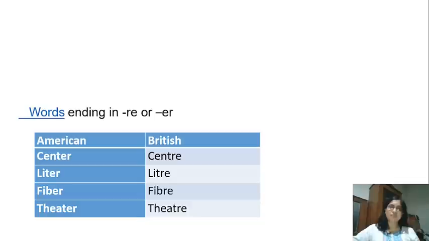Whenever you see words ending in RE or ER, please understand that there is no difference in the meaning. It is only the difference between the spelling. So if you say center with an ER ending or centre with an RE ending, it is just the difference between American English and British English. Litter, liter, fiber, fibre, theater, theatre. They are actually the same nouns, but the spelling is different just because one is coming from the British dialect and the other from the American dialect. So there's no difference in the meaning.